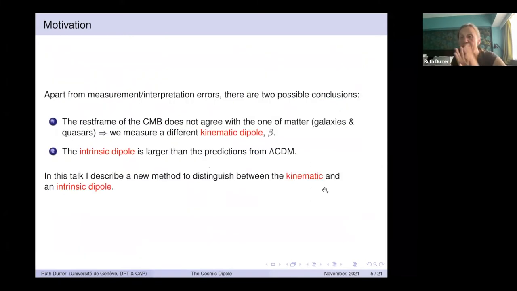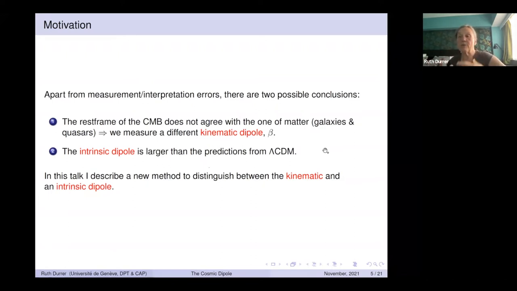So apart from these interpretation errors, which might be there, or measurement errors, which are also always possible, there are two other possibilities, two other conclusions which we can draw from this data. Both of them, I think, revolutionary, namely the rest frame of the CMB doesn't agree with the one of the matter. So our motion, which is fixed, is different with respect to the CMB and with respect to the matter. So we measure different kinematic dipoles, or the intrinsic dipole is larger than what is predicted from lambda CDM.